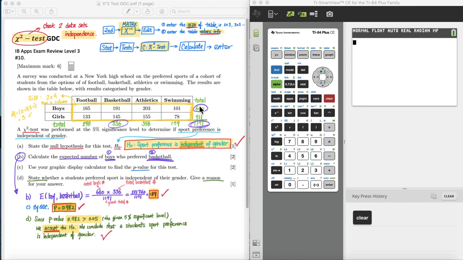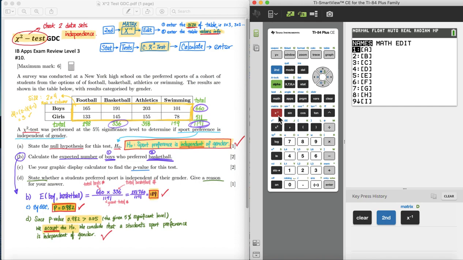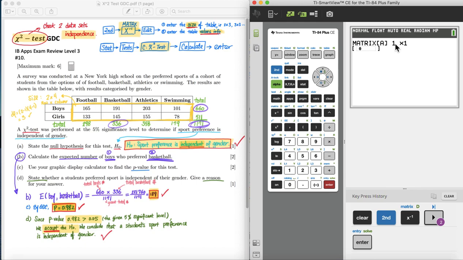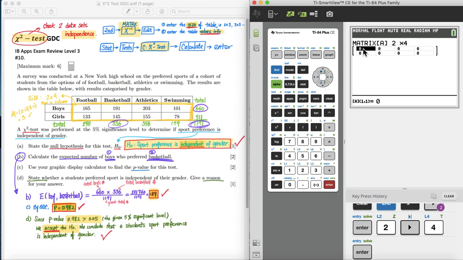Go to second, matrix, C right here, x to the inverse. We're going to pick one, which is okay. We want to edit that, so we go to edit and enter. Now I get to tell it what the size of the matrix C is. We mentioned rows times columns. That will be 2 by 4. Enter 2 by 4.